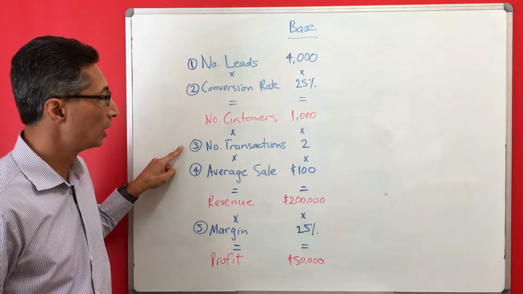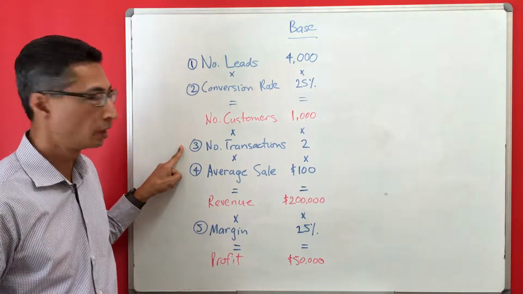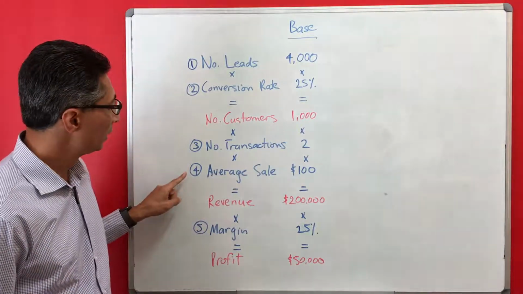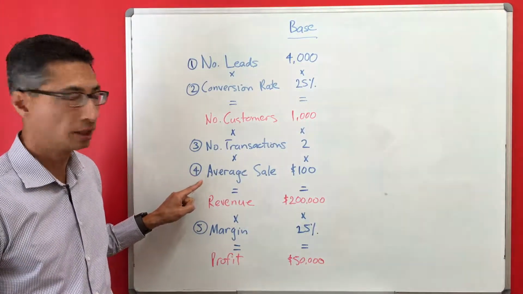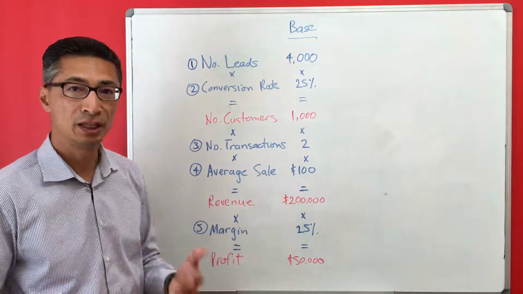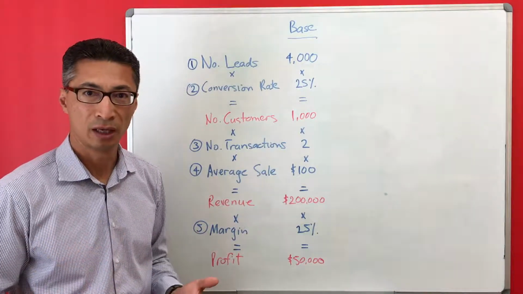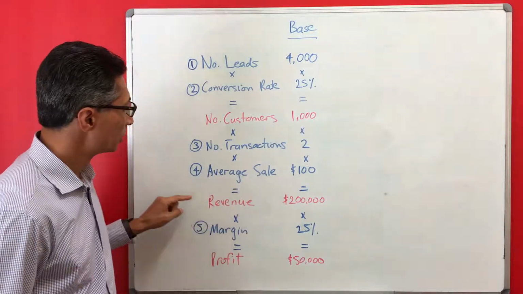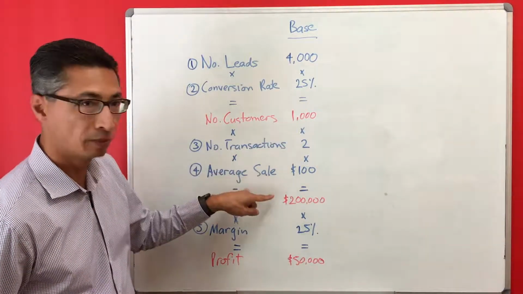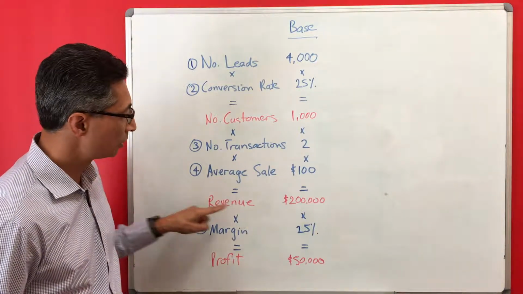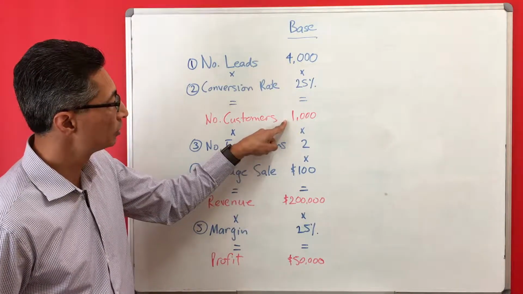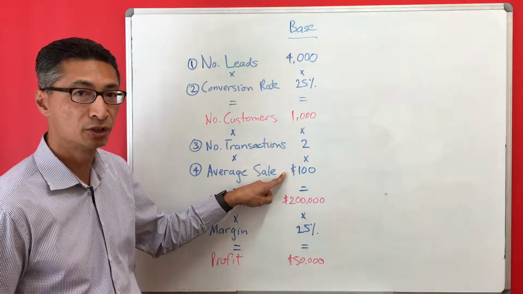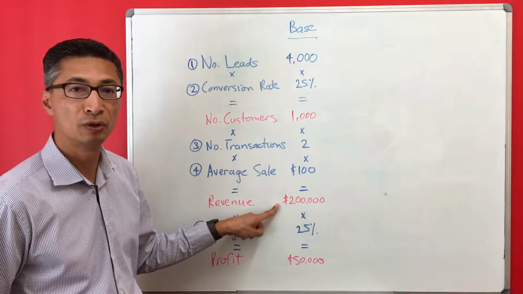Then we look at the number of transactions each year. So in this case, these customers come back twice every year. The fourth area is average dollar sale. So the average that they spend each time that they come and transact with your business, right? So in this case, it's $100. So what that gives us is, if we multiply that out, it gives us the revenue. So it's 1,000 customers times 2 transactions a year times $100 each transaction gives us revenue of $200,000 for the year.